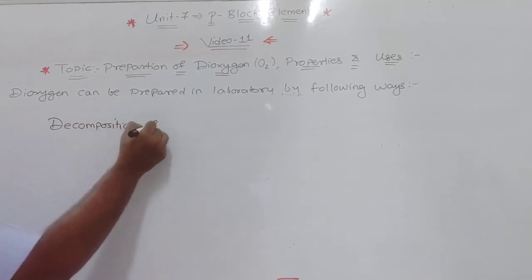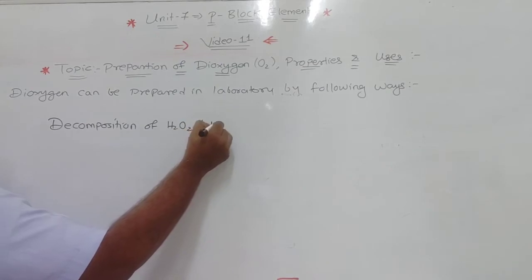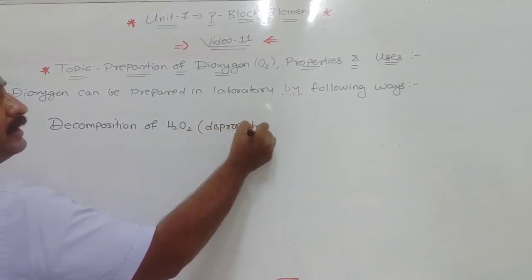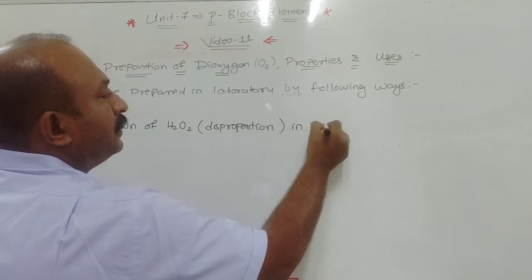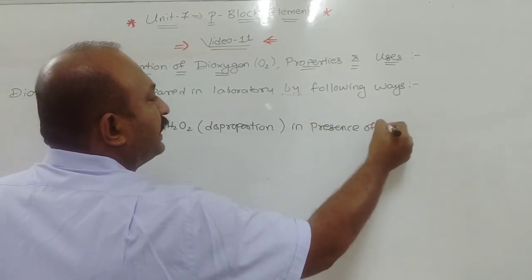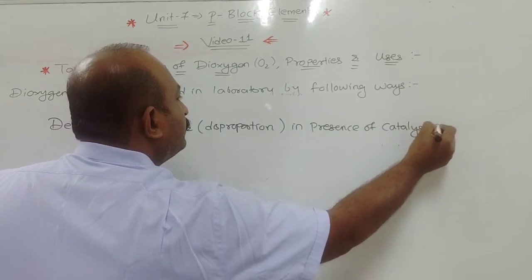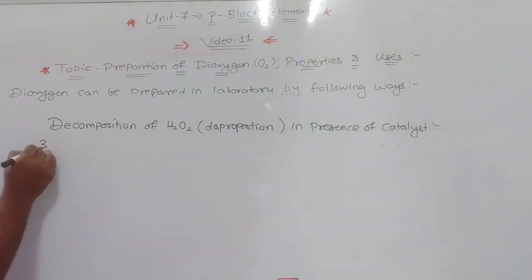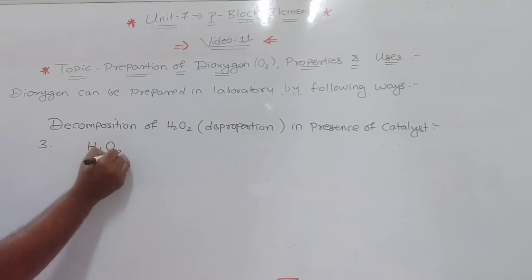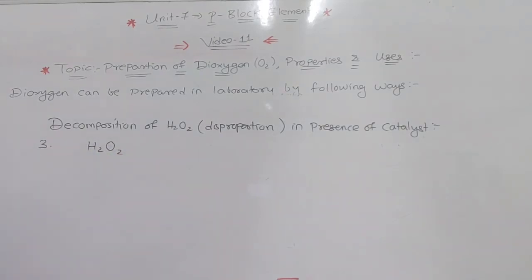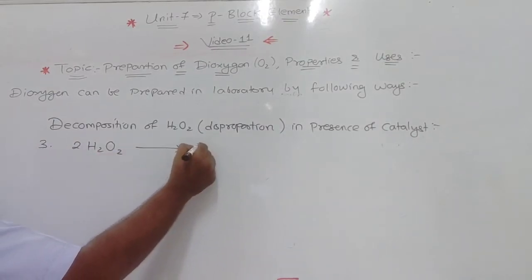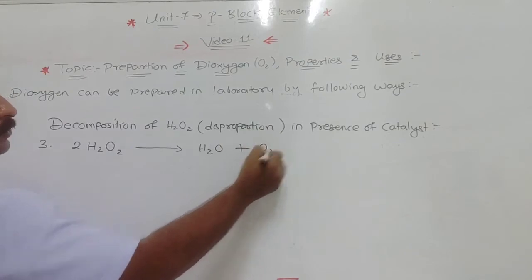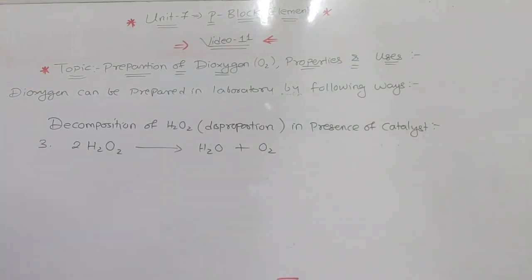Decomposition of H2O2. Now this is a disproportionation reaction. Decomposition of hydrogen peroxide in presence of catalyst. Clear? When we say in presence of catalyst, you can take it as reactivity. Reaction number 3. Now when hydrogen peroxide is decomposed, what will you get? H2O plus O2 is the product you get in presence of catalyst.